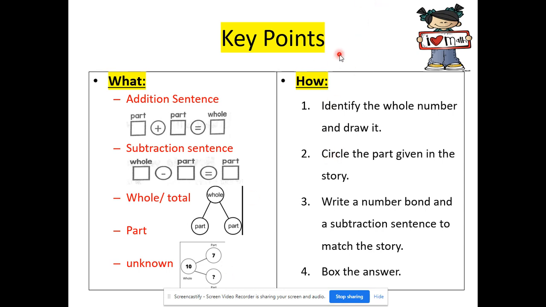How are we going to do it? Well, first we're going to identify the whole number and we draw it. So we find the whole number, which is our total, and we draw it. Then we circle the part that's given in the story. So the part they give us in the story, we will circle. And then the third step, we're going to write a number bond and a subtraction sentence to match the story. And last, we will box the answer. Let's go ahead and start.